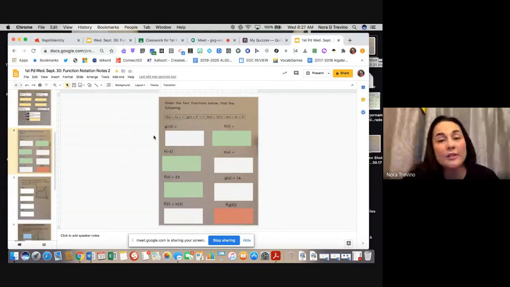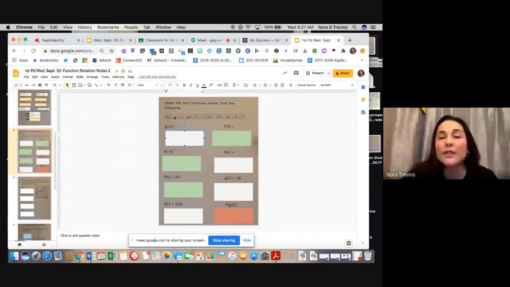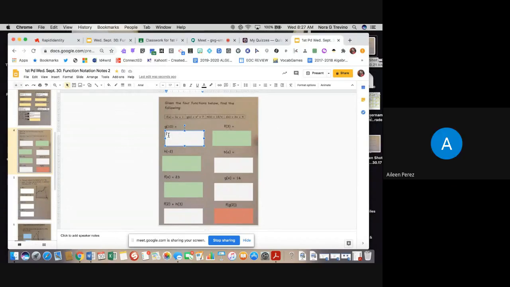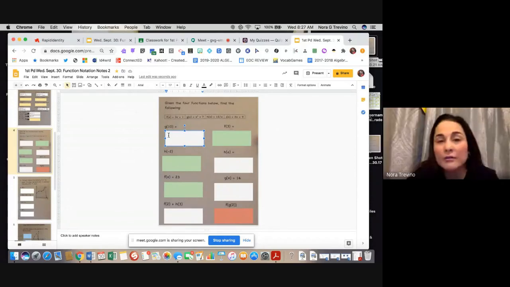Okay. So let's start with G of 10. Notice that I've got four different functions up here. One of them's called F. One of them's called G. One of them's named H. And the other one's named J. So here they're telling you, find G of 10. So which function do they want me to use? The F, G, H, or J? G. The G. And they're telling me the input is a 10. So go ahead and input the 10.